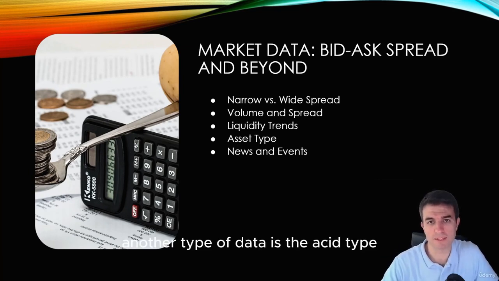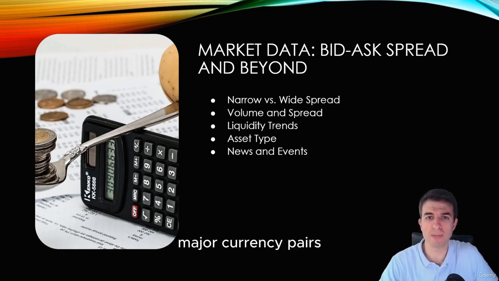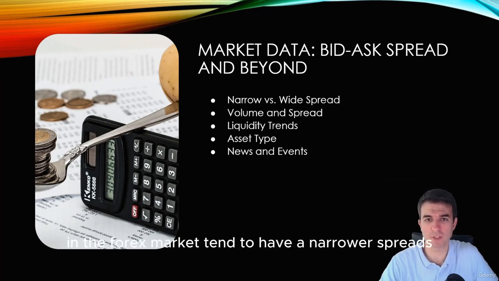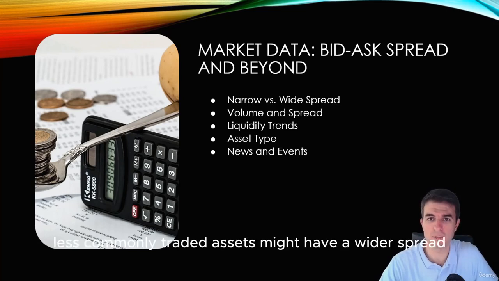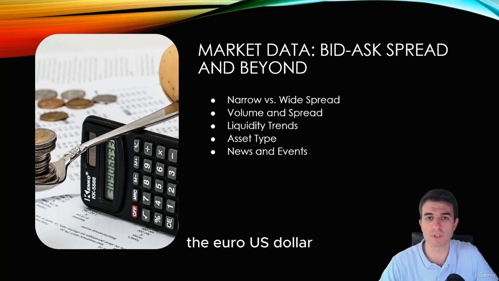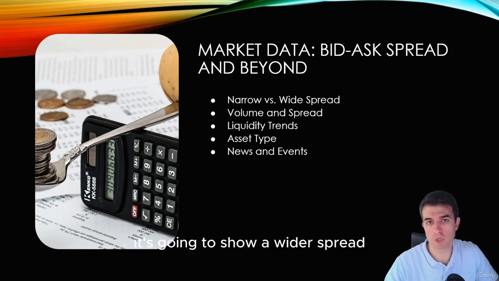Another type of data is the asset type. Different asset classes have varying levels of liquidity. For example, major currency pairs in the Forex market tend to have narrower spreads due to their high trading volume and liquidity. In contrast, less commonly traded assets might have a wider spread. Try to check, for example, the Euro US dollar. It's always with a thin spread, but if we check the Euro versus the Polish zloty, for example, it's going to show a wider spread.